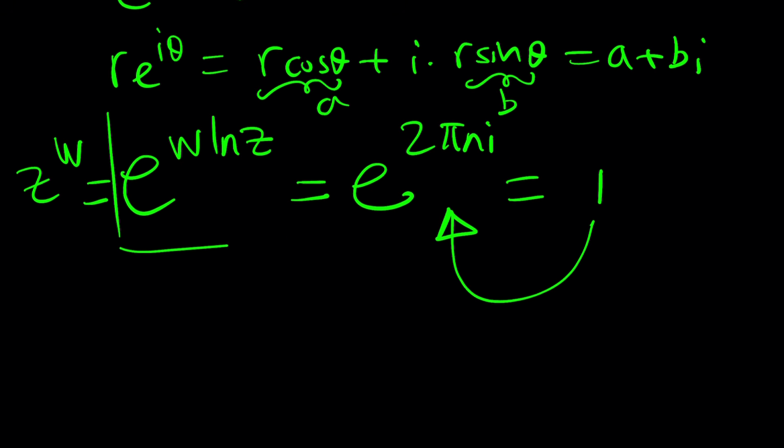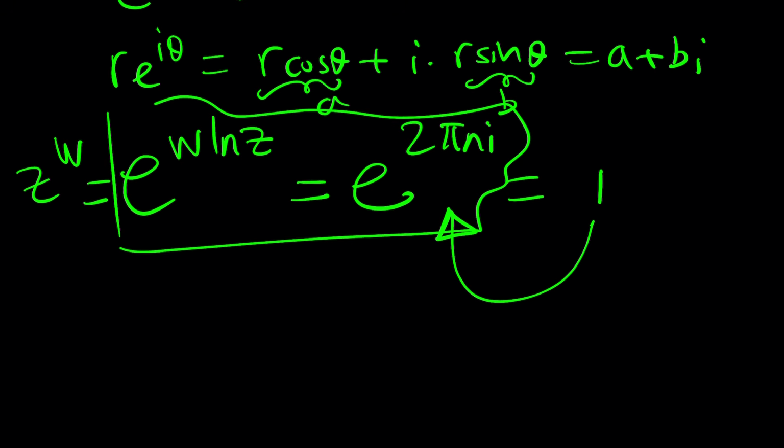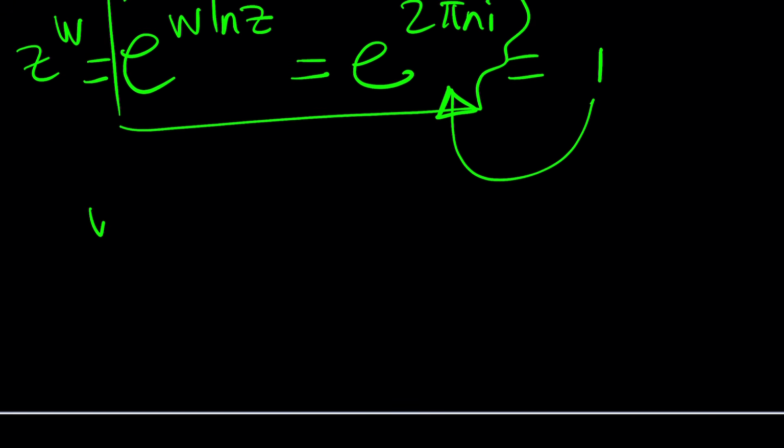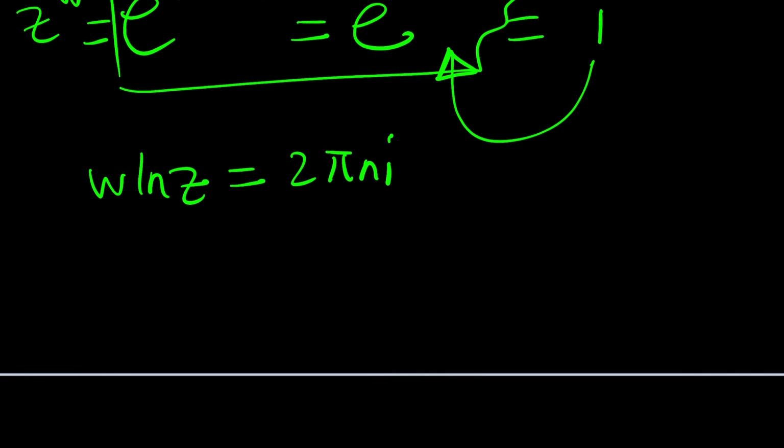So this is the piece we need for our solution. Let's go ahead and take that. And now since both sides have e, we can just write from here, w ln z is equal to 2 pi n i. This is where interesting stuff begins, if it wasn't interesting so far. Now, we're going to go ahead and look at several different solutions. But to be able to express this, we want to find an equation or equations from here. So let's go ahead and do this.